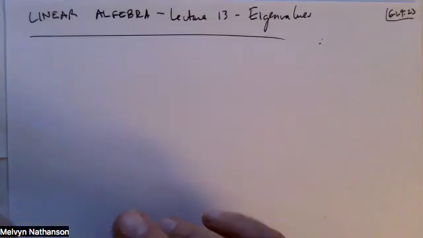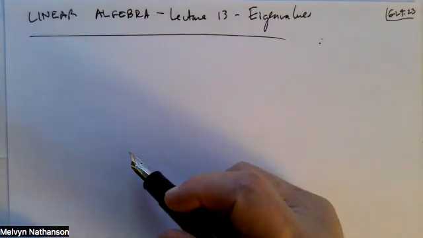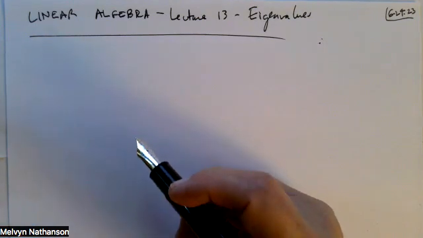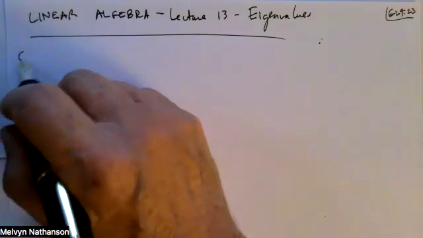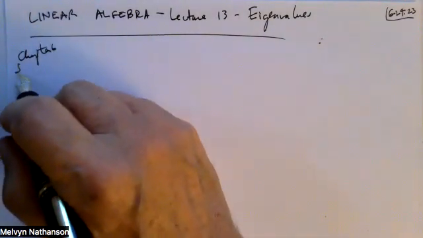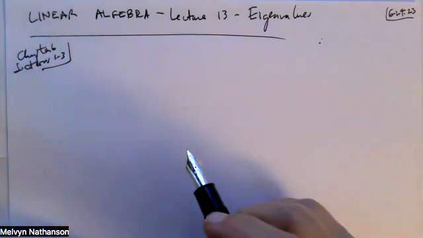This is lecture 13 on linear algebra, and we're going to talk about eigenvalues and the spectrum of a linear operator. So this is from the beginning in the notes of chapter 6, more or less sections 1 to 3.